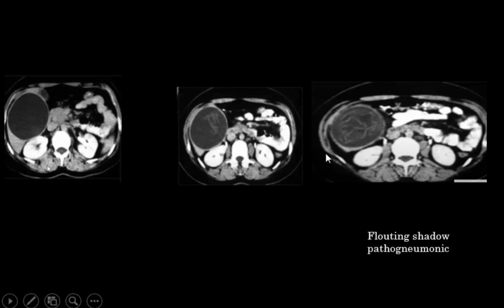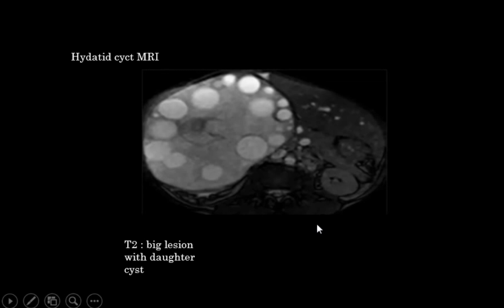What's the name of this sign? Water lily sign. They float on the surface. And in later stages, it will crumple. It will be in the dependent part. Exactly, it will fall. It's called sunburst or sunrise, something sunny. Again, the water lily sign is very pathognomonic on ultrasound, on MRI, and on CT scan of hydatid. Here it is in T2 MRI.